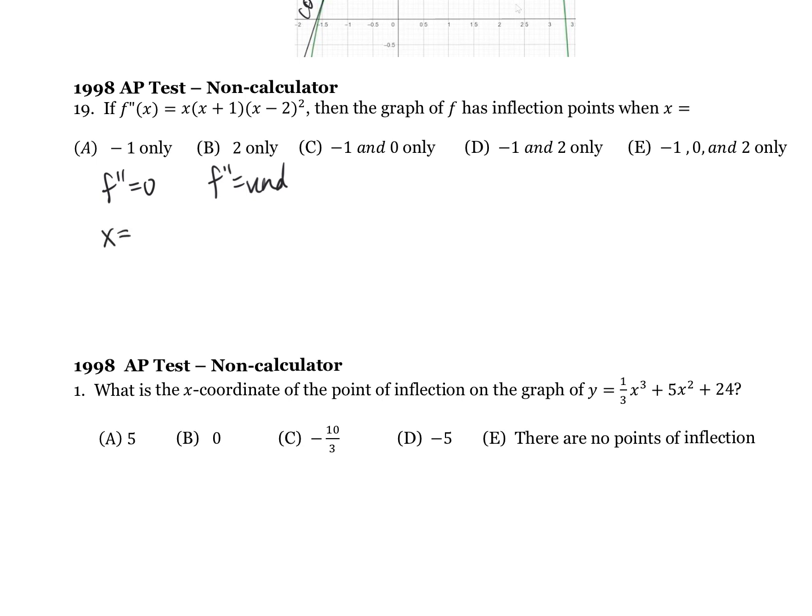When x is 0. Or? X is negative 1. Or? X is 2. Beautiful. Is my f double prime ever going to be undefined? No, because we don't have any denominator set equal to 0. So you guys, we're going to just do our little chart.